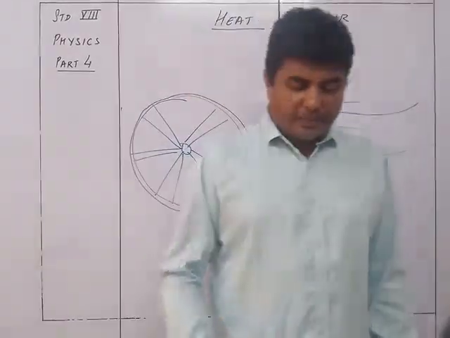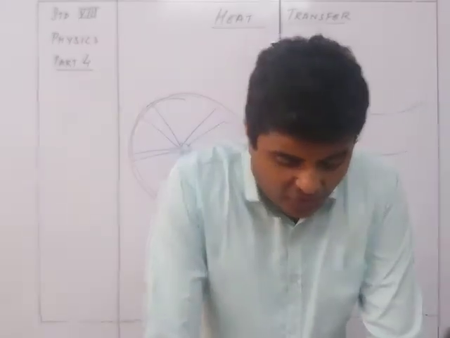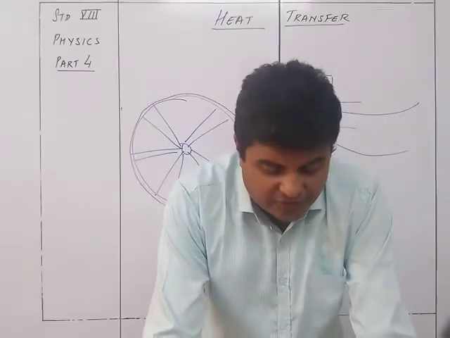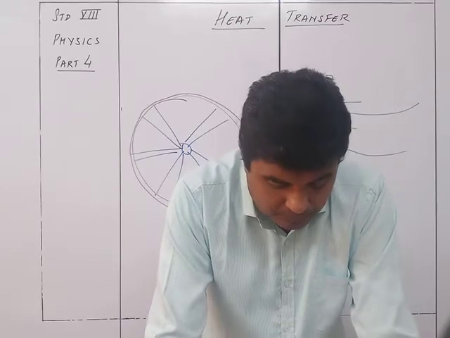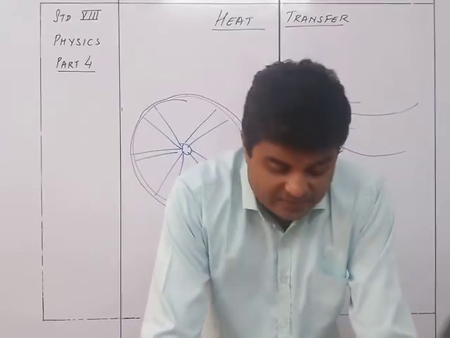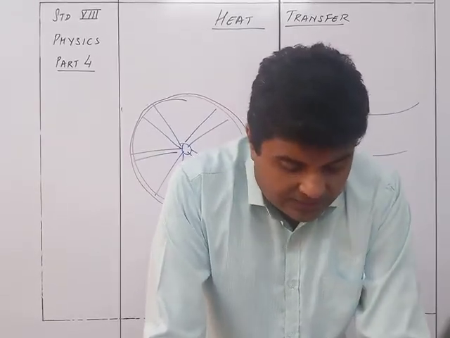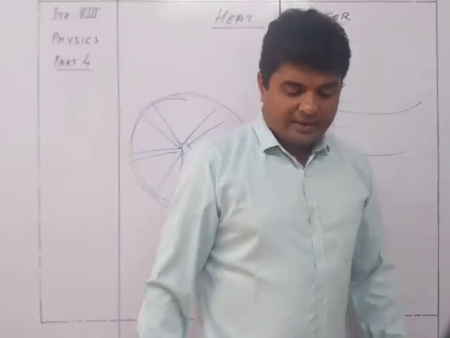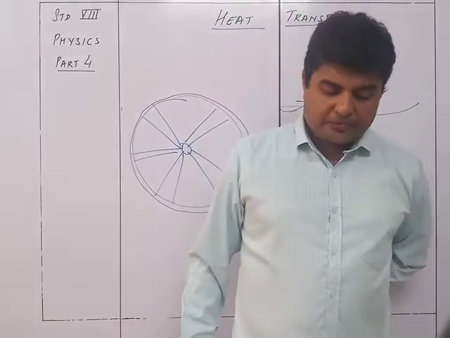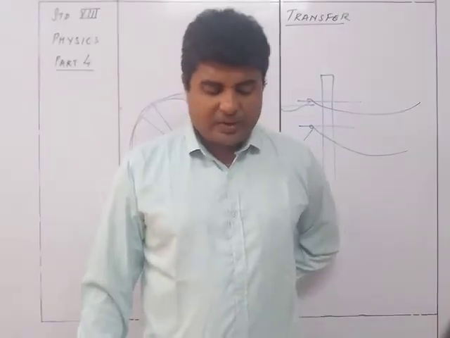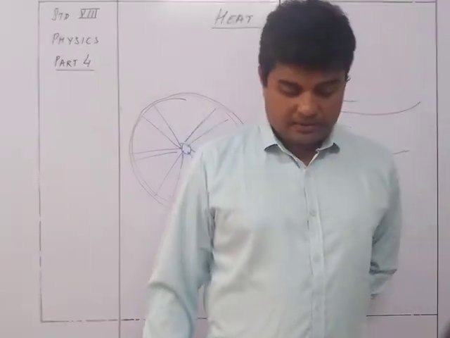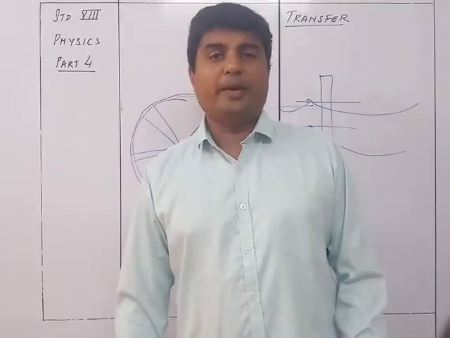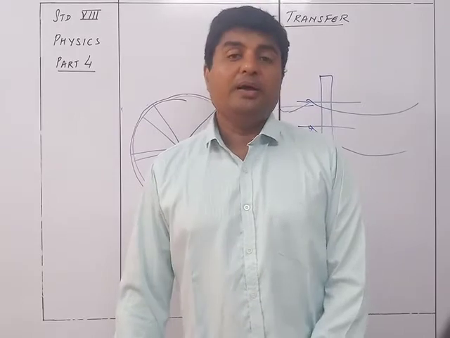So that's the thing. Invar is an alloy of iron and nickel, and it has a negligibly small coefficient of linear expansion, equal to 9 into 10 to the power minus 7 per degree Celsius. The pendulum of invar helps the clock neither to lose time in summer due to expansion, nor gain time in winter because of contraction. So this is how a pendulum made of invar is suitable for clocks.